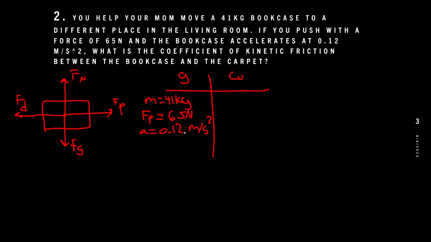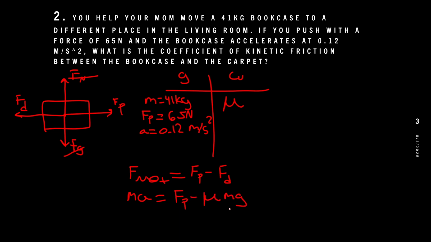And then we're finding the same thing. What's the coefficient of kinetic friction? So we're finding mu. Then our equation in this problem will be the exact same as in the last problem. So F net equals Fp minus Fd. Remember, Fg and Fn cancel each other out. So we could expand this formula. So ma equals Fp minus mu mg.